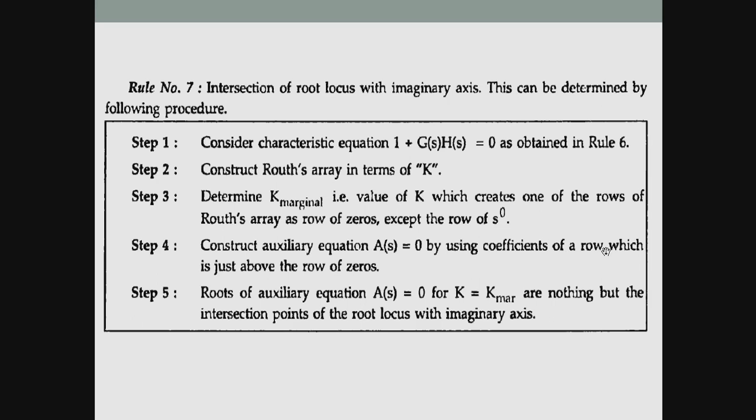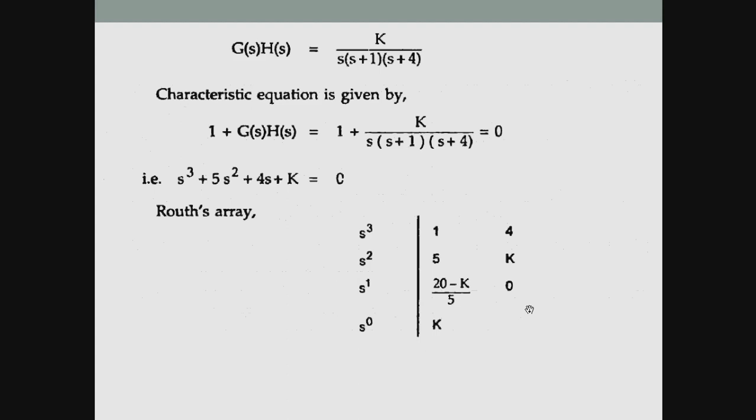Determine the k marginal value, that is the k which creates a row of zeros. The process will be explained in the next numerical. Construct the auxiliary equation A equal to 0 by using the coefficients of the row just above the row of zeros. The fifth step: the roots of the auxiliary equation A equal to 0 for k equal to k marginal are nothing but the intersection points of the root locus with the imaginary axis. We'll see how this works in a simple numerical.